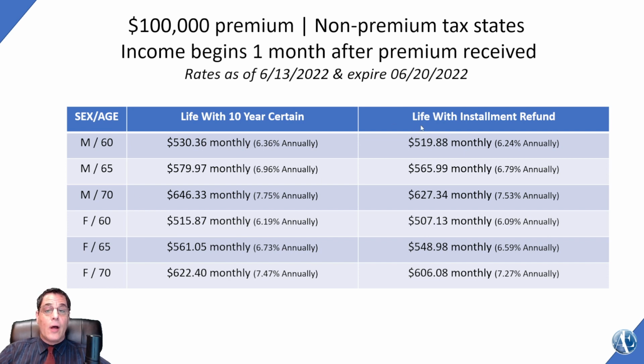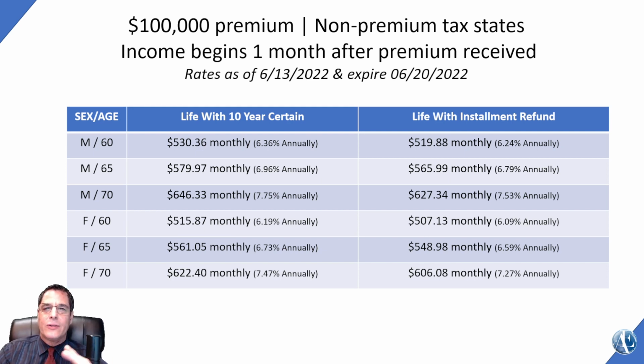And I also did the installment refund. Life with 10 means life or 10 years, whichever is longer. And the installment refund means life or a refund of the initial $100,000, whichever is longer. So if you got your $100,000 back and you're still alive, payments continue. If the owner passed away day one, it will pay an installment payment until that $100,000 is received. On the 10-year, it's the same thing. Only 120 payments are guaranteed.